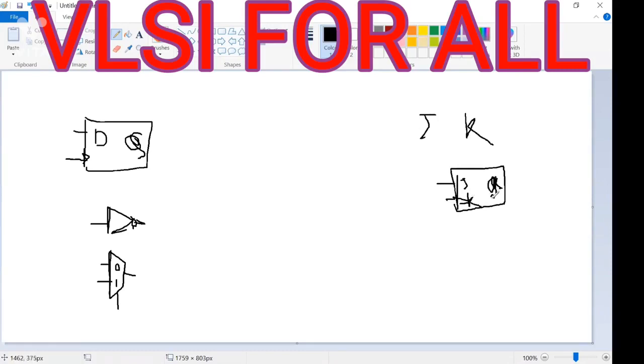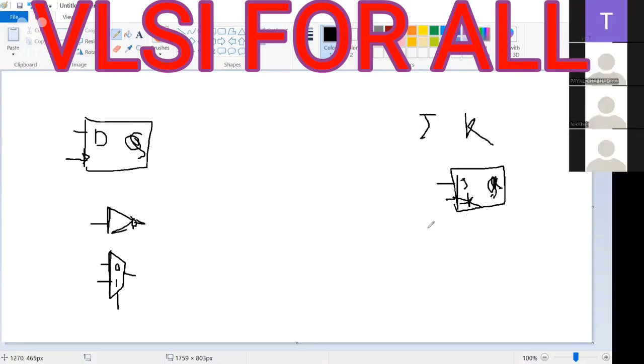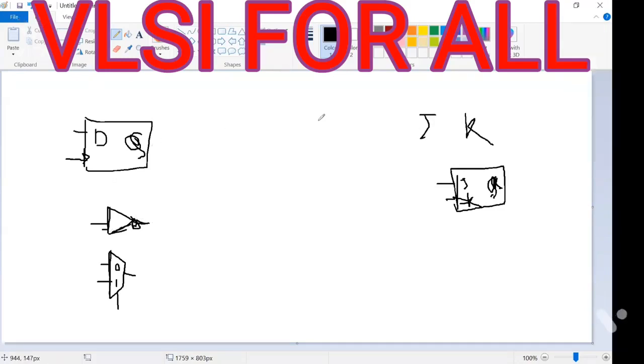Sorry, I cannot hear you. Can you please speak louder? Sir, first we change the D flip-flop into SR, then apply a NOT gate between input and clock, and after that we convert SR into JK by using a 2x1 mux.